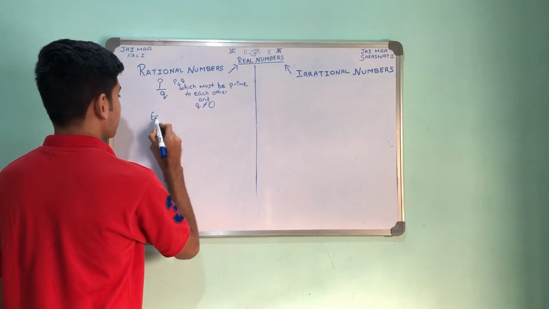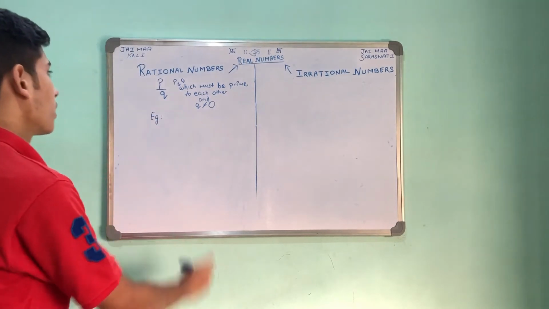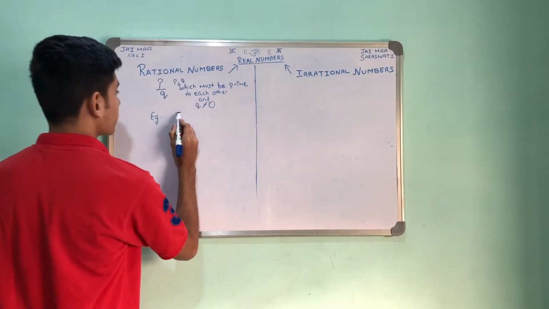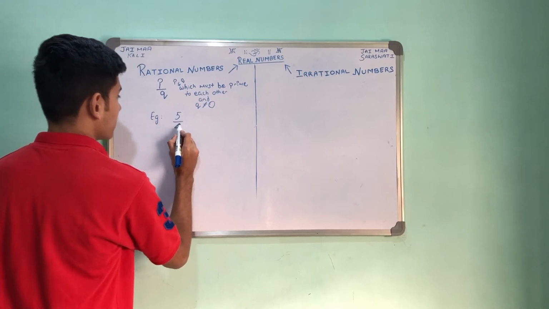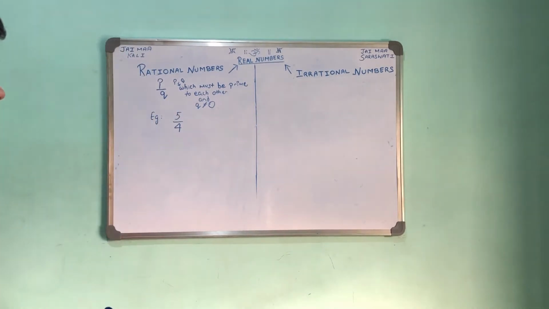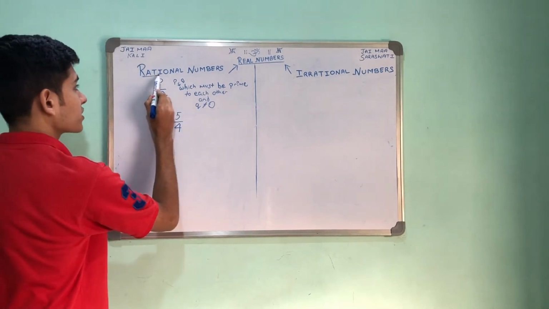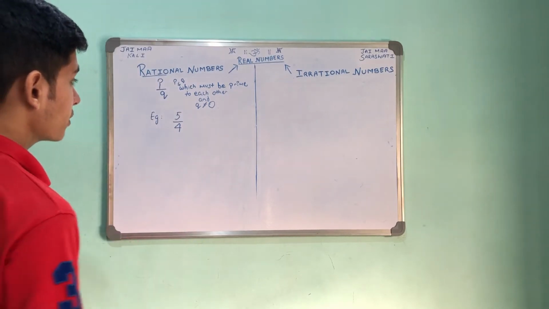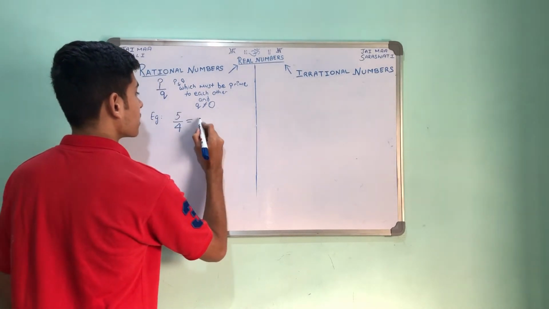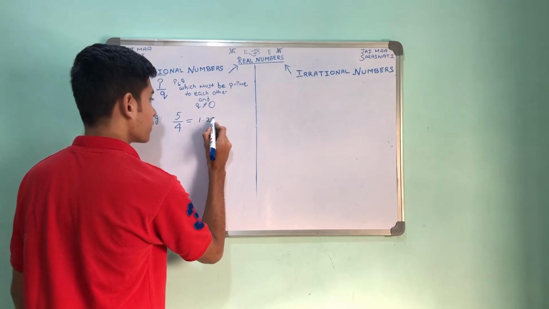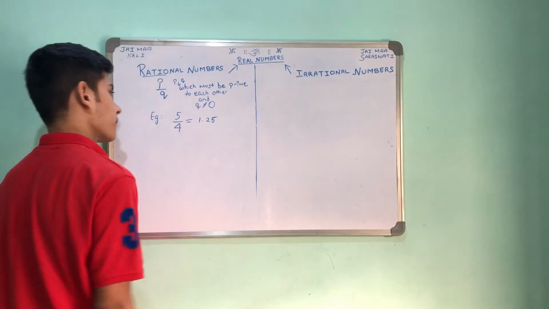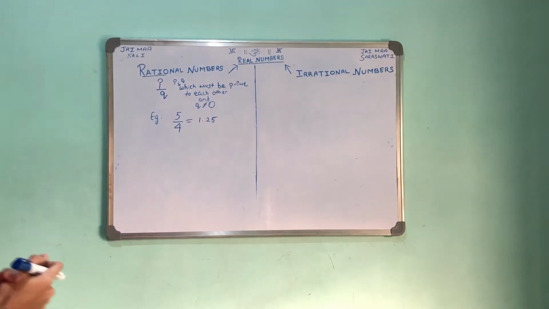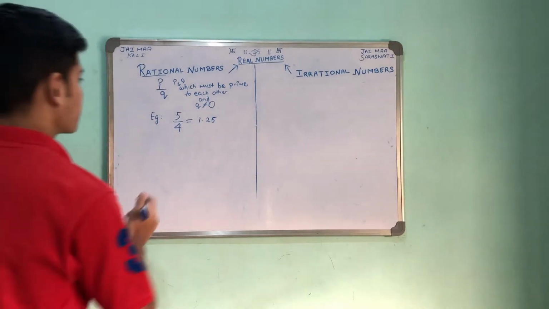Let's take an example. Say a number 5 by 4. It's a ratio 5:4. That's why the name comes, rational numbers. This is a rational number. This can also be written as 1.25. So this is a rational number.